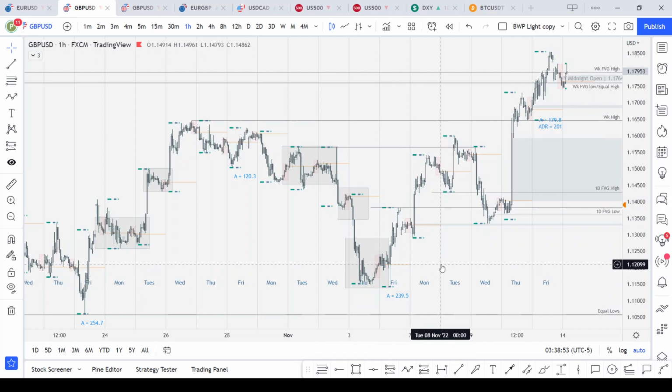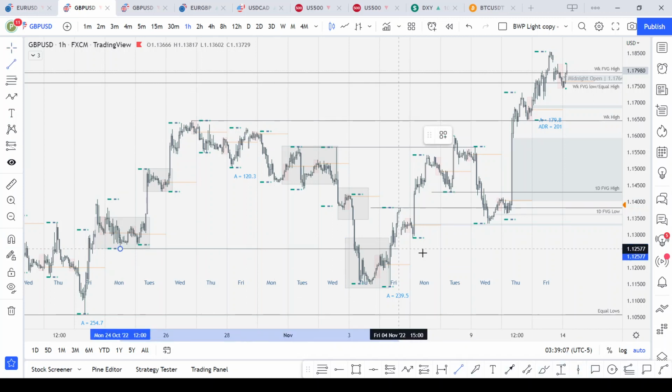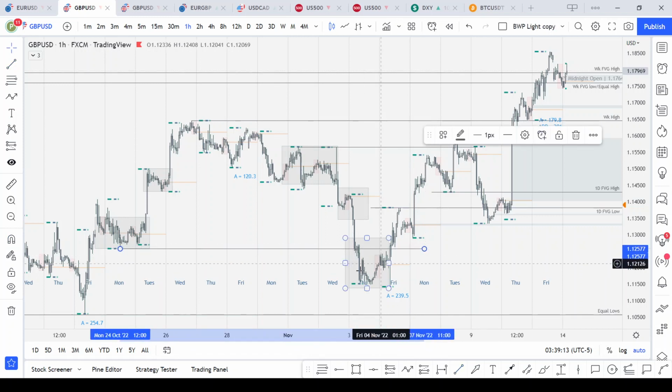Now, remember I said smart money reversal. The typical thing about smart money reversal is that it's going to happen at a weekly low or a daily low or a monthly low. In this case, you can see that it is happening below a weekly. This is Monday's low. It is happening below a weekly low.